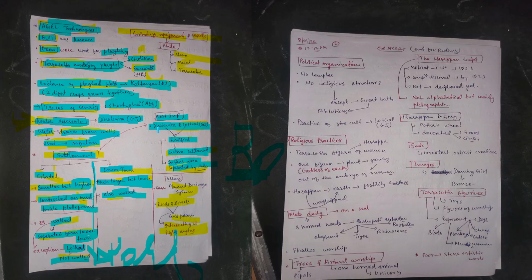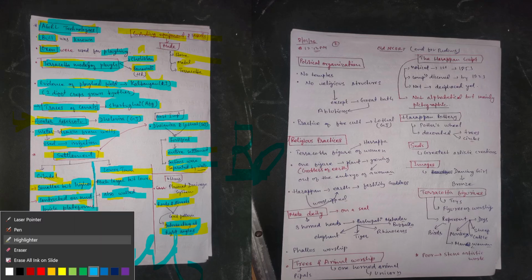So Dholavira and Lothal have been fortified, and Lothal was not walled. Roads and streets used to intersect at right angles.